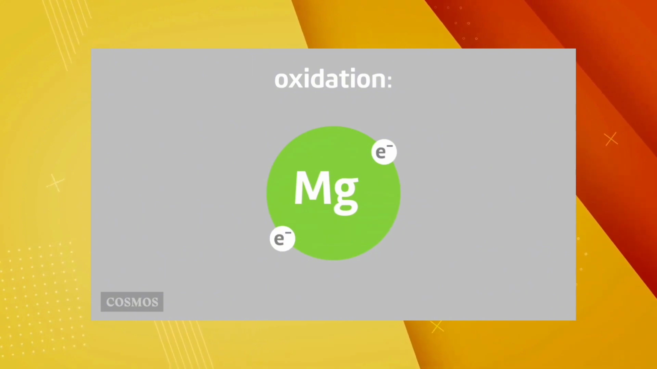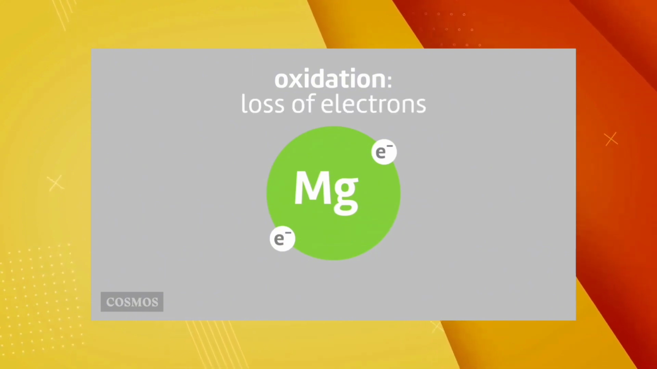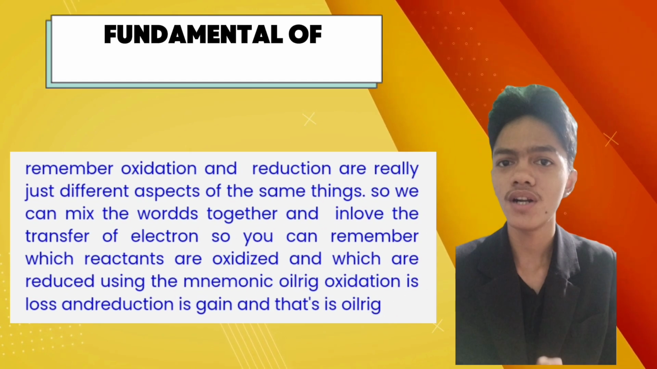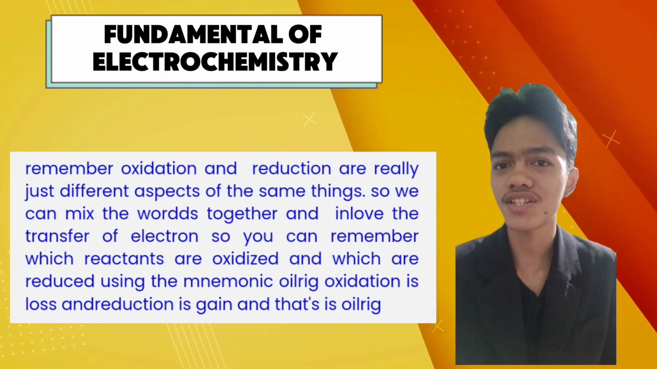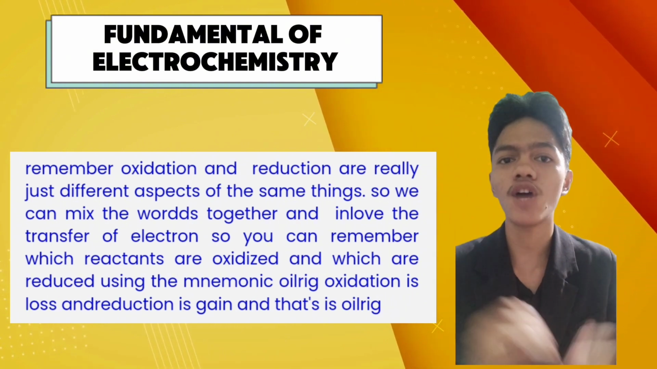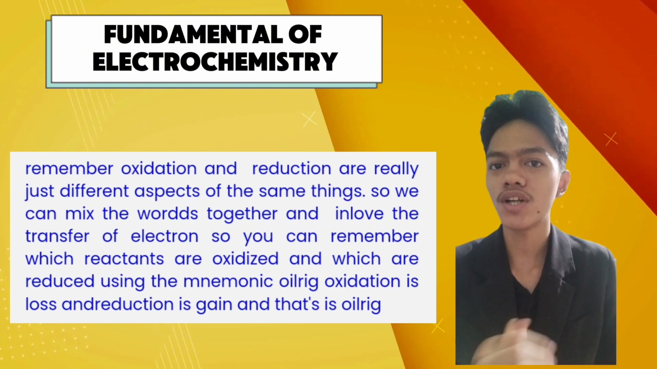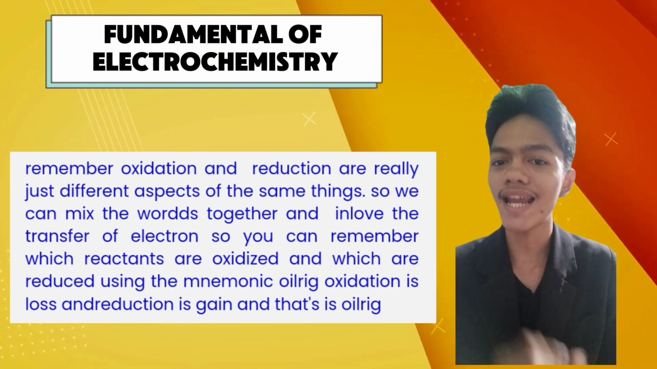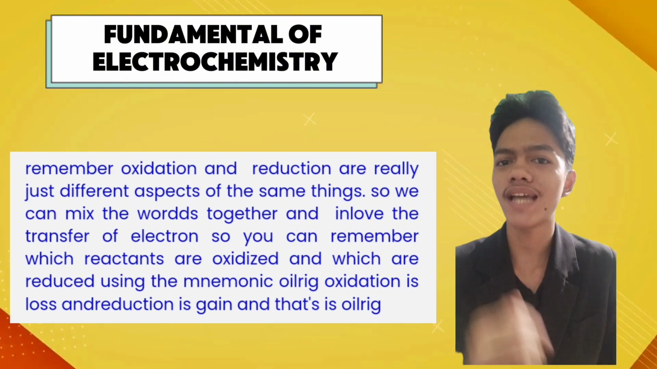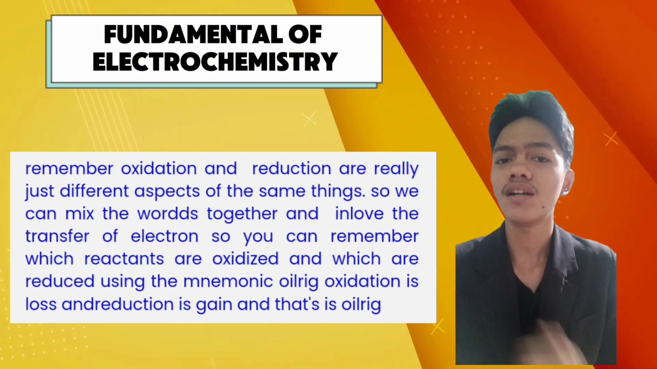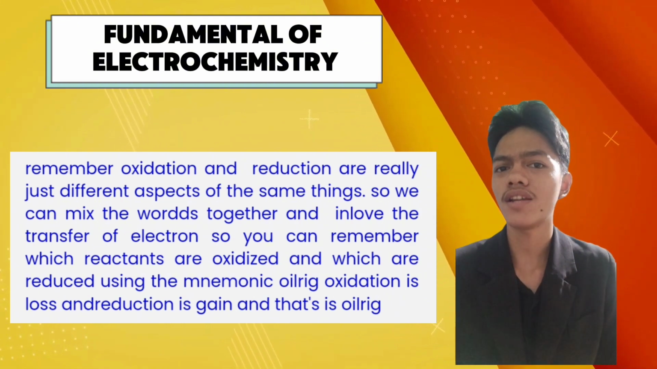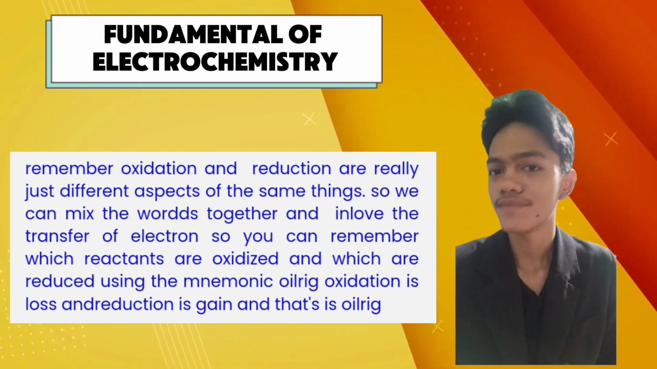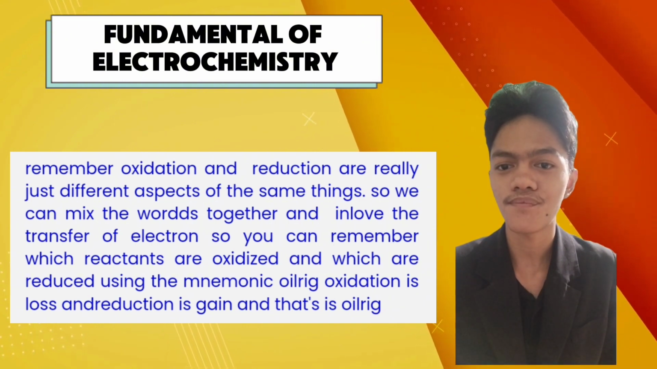Oxidation is the loss of electrons, so in this reaction, the magnesium has been oxidized. So remember, oxidation and reduction are really just different aspects of the same thing. So we can mix the words together and call the combination redox, that involves the transfer of electrons. So I can remember which reactants are oxidized and which are reduced, using the mnemonic OIL RIG: oxidation is loss and reduction is gain, and that is OIL RIG.